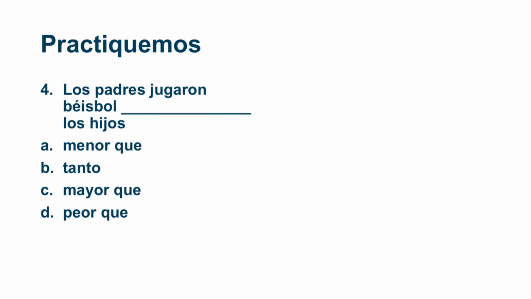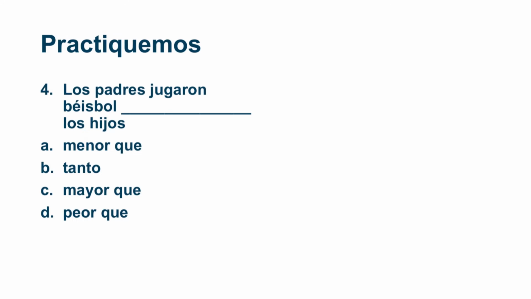In the following example, we're going to make a comparison of equality. We are going to use the formula tanto como. Can you help me? Los padres jugaron béisbol peor que los hijos. ¿Sí? They are worse players than their kids.